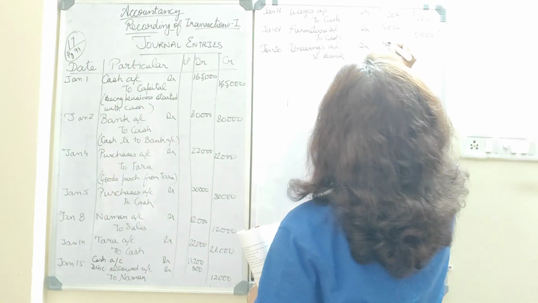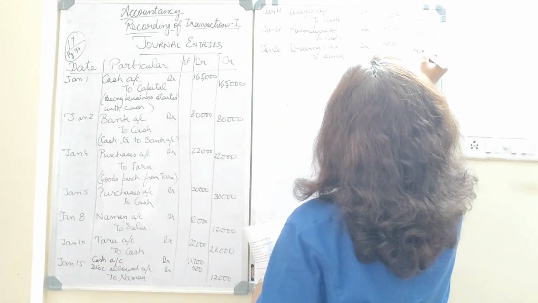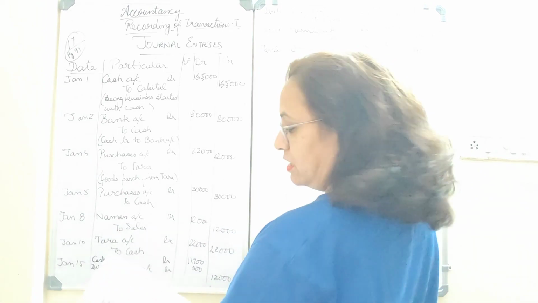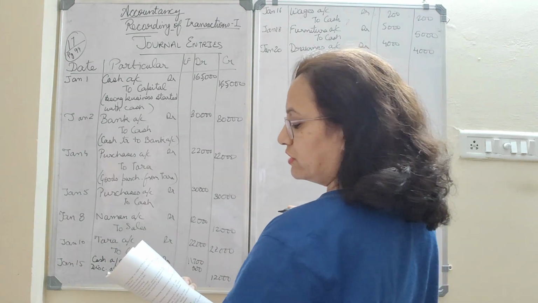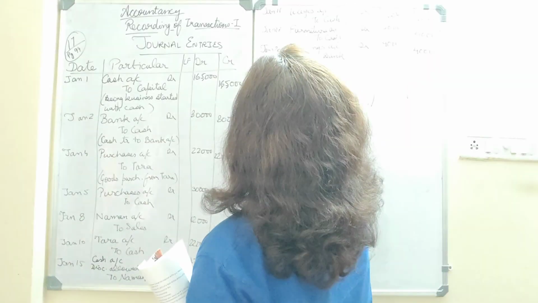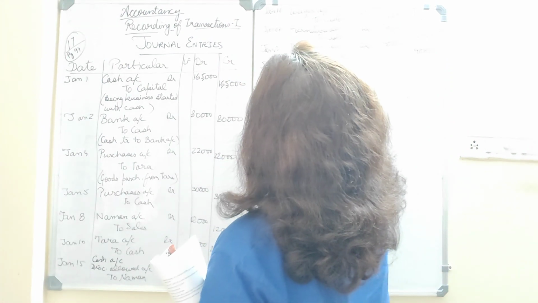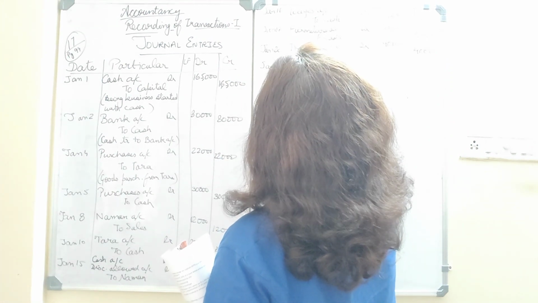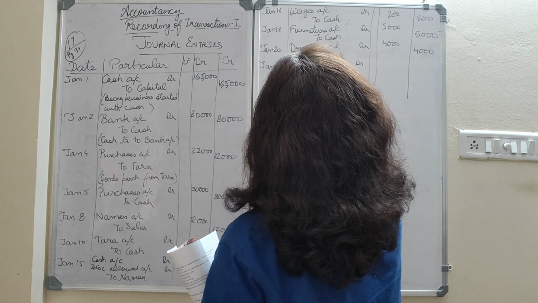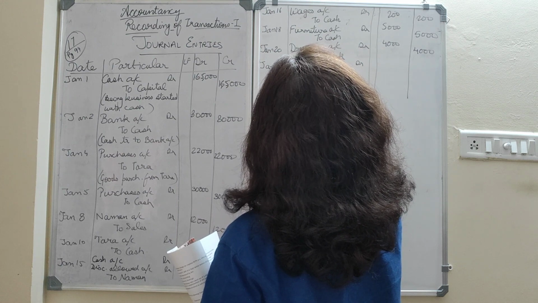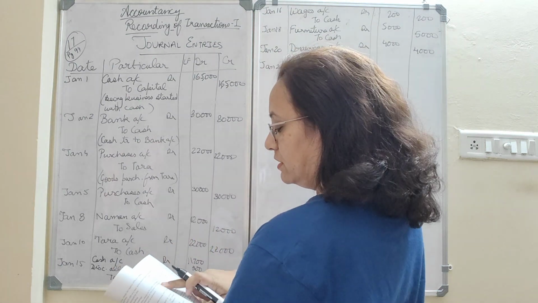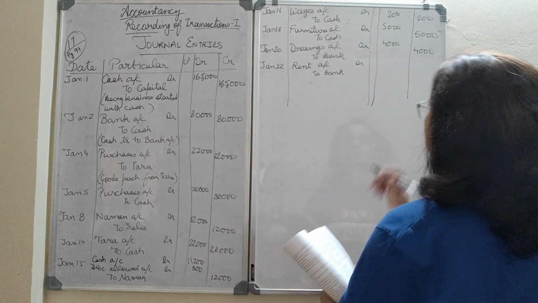$4,000. Right? Now next is issued check for rent. Again, when I am giving check means my bank is affected. So rent account debit to bank. Right? It is for 3,000.